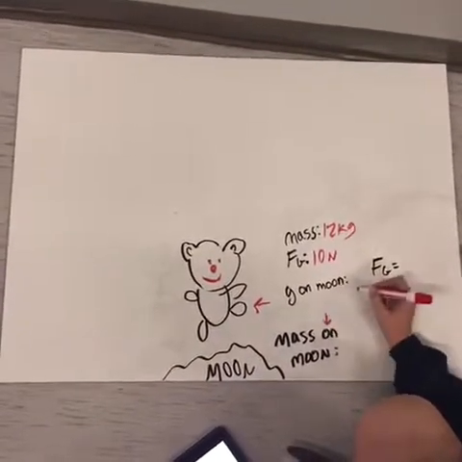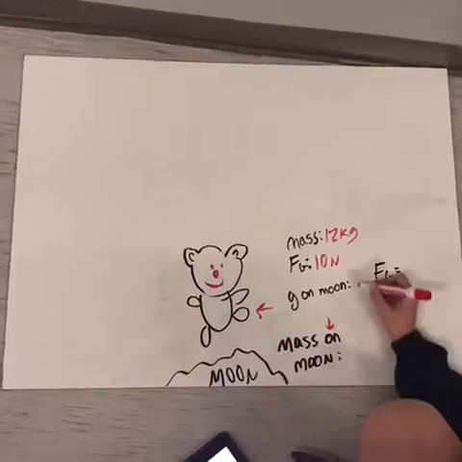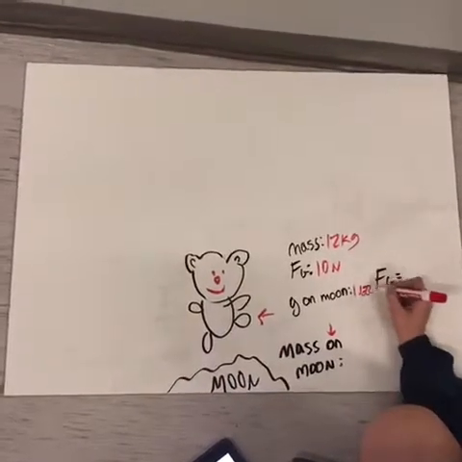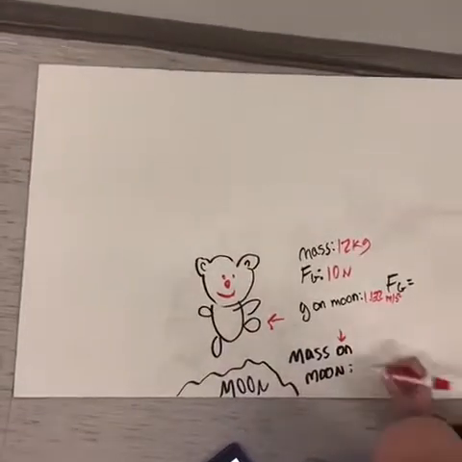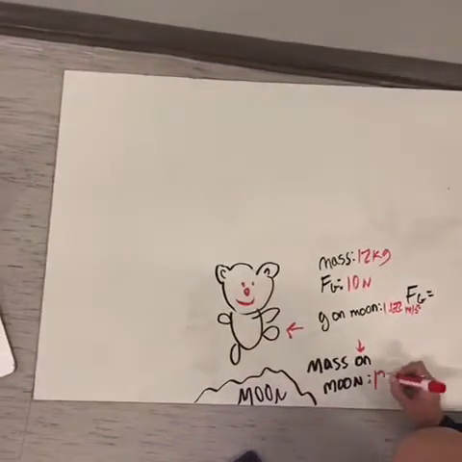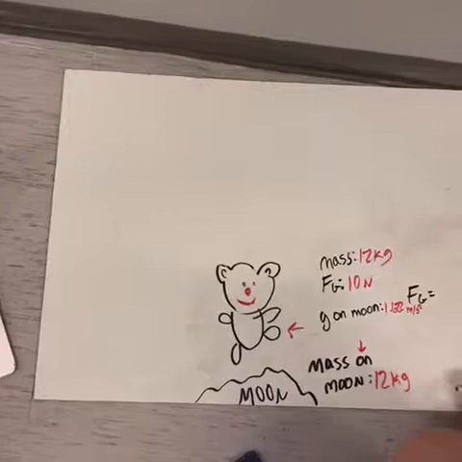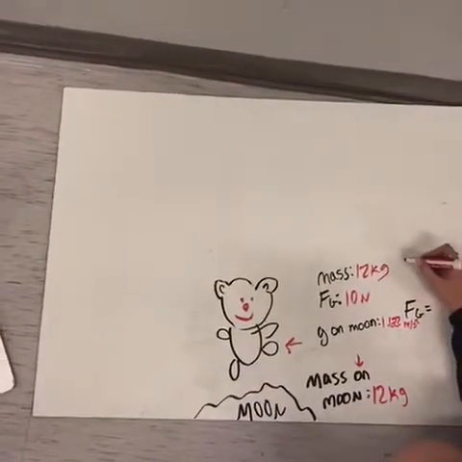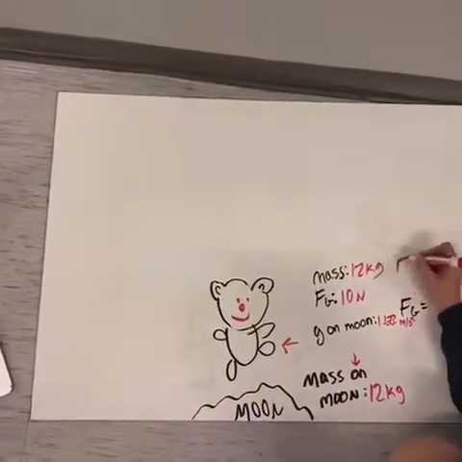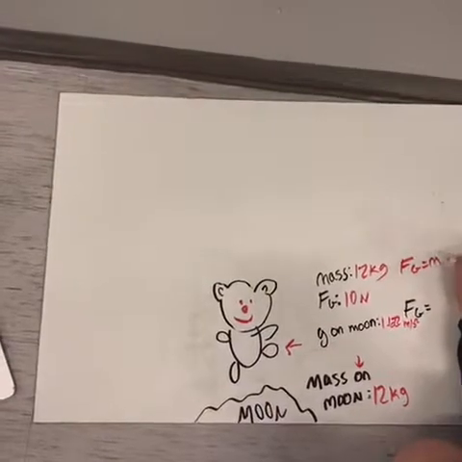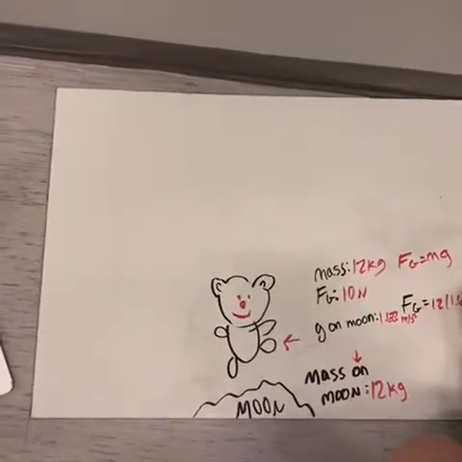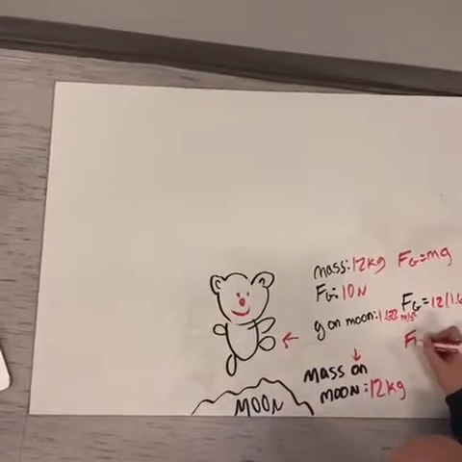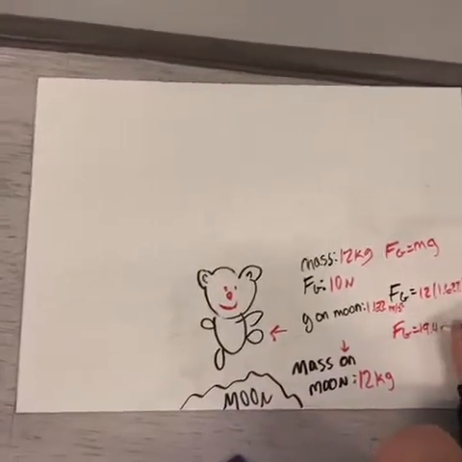For example, on the moon, where g equals 1.622 meters per second squared, the bear's mass is still 12 kilograms. However, on the moon, the bear's weight changes. The formula to find the weight is Fg equals mg. Substitute for m and g, and the weight of the bear on the moon is 19.464 newtons.